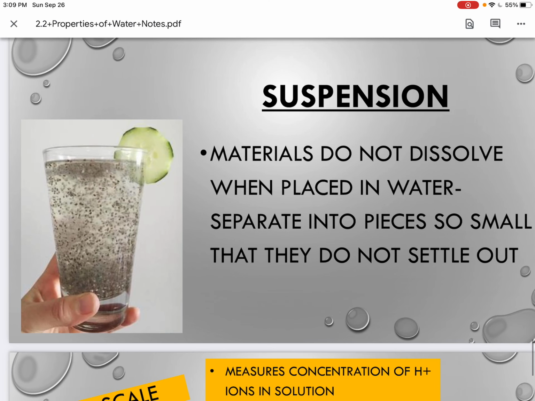Now another type of mixture is called a suspension. This is when you put the materials together and they don't dissolve, but they do separate out into pieces so small that they don't settle out. So you can shake it up and they stay mixed up. They are suspended, if you want to think of it that way, in the solution. And so you can see them. They don't settle to the bottom. That's a special kind of mixture called a suspension.